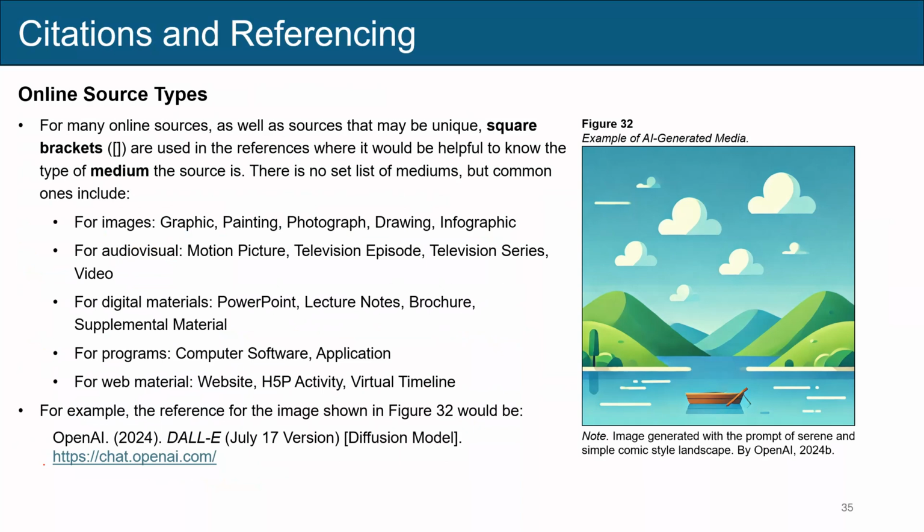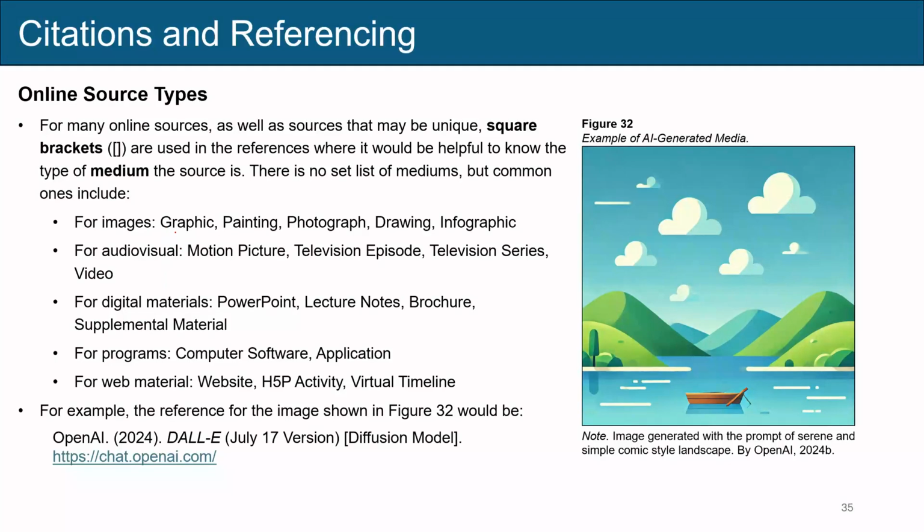So you notice those square brackets again, where we have them to indicate what type of medium the source is. And there is no specific list of mediums. That's part of the benefits, because it's not restrictive, and that's because APA acknowledges that over time, new forms of media develop and are created. In general, though, there are certain things we do tend to see within those square brackets.